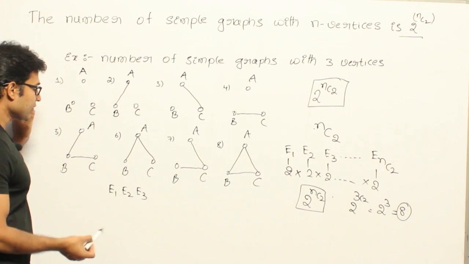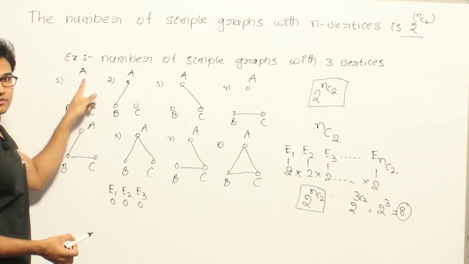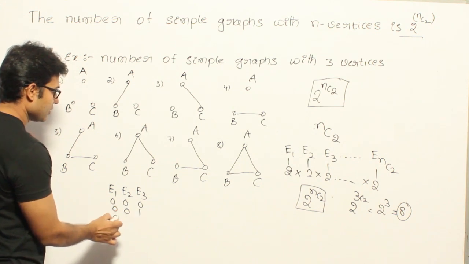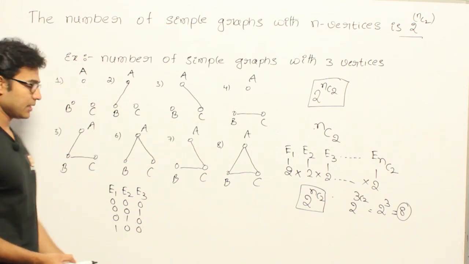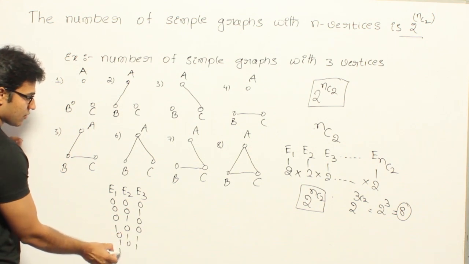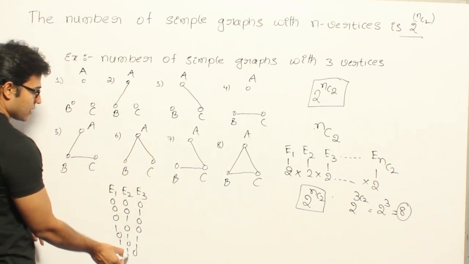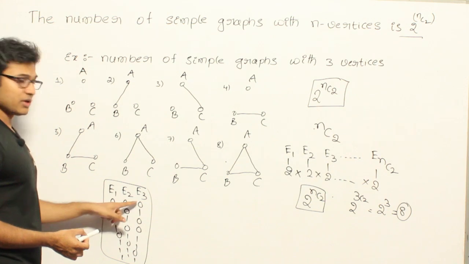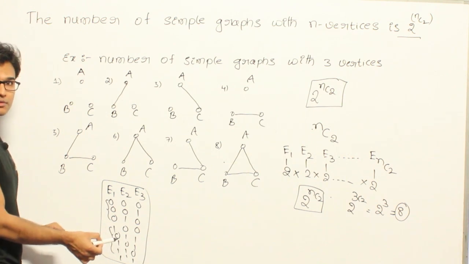Therefore in a given graph all these 3 may be absent, so that is why you got this graph. Or only one is present, which means this one or this one or this one, right? That is how you got these 3. Or only 2 are present, which means 0 1 1 or 1 0 1 or 1 1 0, right? So that is how you got these 3. Or all are present, 1 1 1. So that is how with 3 edges I got 2 power 3. Each one has 2 possibilities, either it can be absent or it can be present.